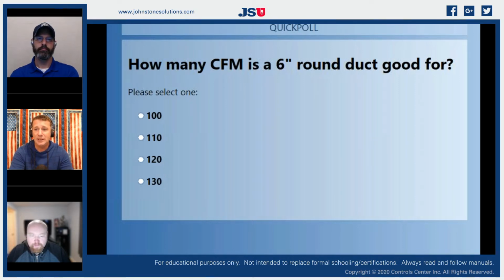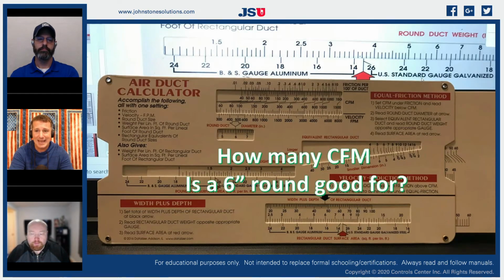So if I look at that poll, we had an exact split, 50% saying 100 CFM and 50% saying 110 CFM. Here's why. As a rule of thumb, and that's all that it is in the industry, as a rule of thumb, a 6-inch duct is good for 100 CFM in the industry. I will tell you that a 6-inch round duct is good for a variety of different CFMs. It just depends on how much static pressure you want to put on that thing.